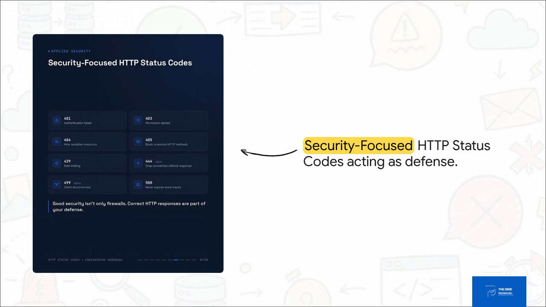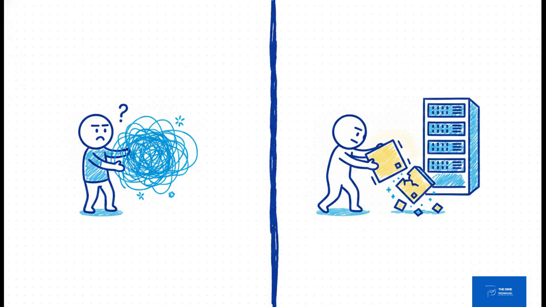Using that 429 to rate limit aggressive scraping, or leveraging something like Nginx's custom 444 code to instantly drop a malicious connection without returning a single byte of a response, these are powerful, active weapons in your security arsenal. Before we move to the next tier, we have to make a really critical conceptual leap. When you're in the trenches troubleshooting, remember this exact divide.